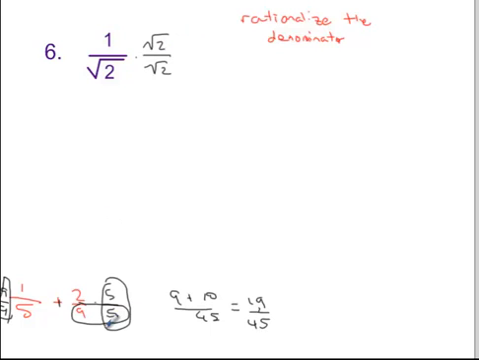Well, just like here where I wanted to get a common denominator, or a denominator that did something in particular, here what this does is it makes the radical in the denominator go away. Because the square root of 2 times the square root of 2 is the square root of 2 squared, or the square root of 4, which is 2. See? Radical gone from the denominator.